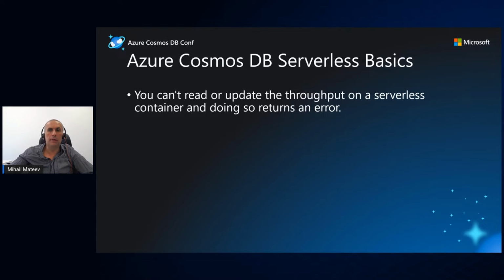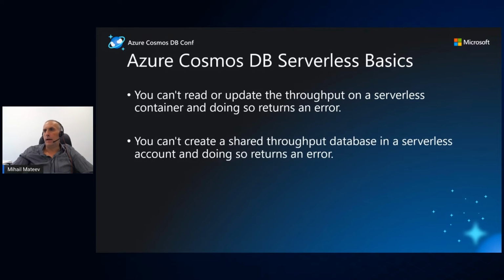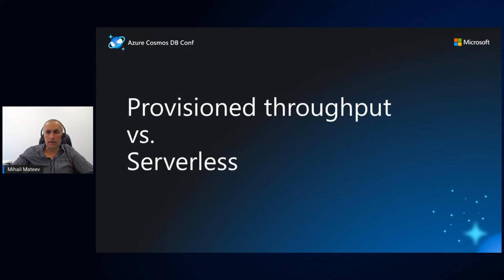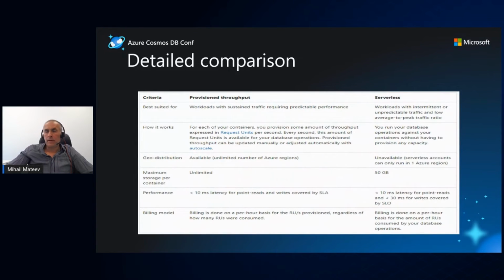It is not possible to programmatically change the throughput of containers using Cosmos DB. It is also not possible to create shared throughput databases in a serverless account. It is something which will return an error. And as I already mentioned, we have a limitation about the size.